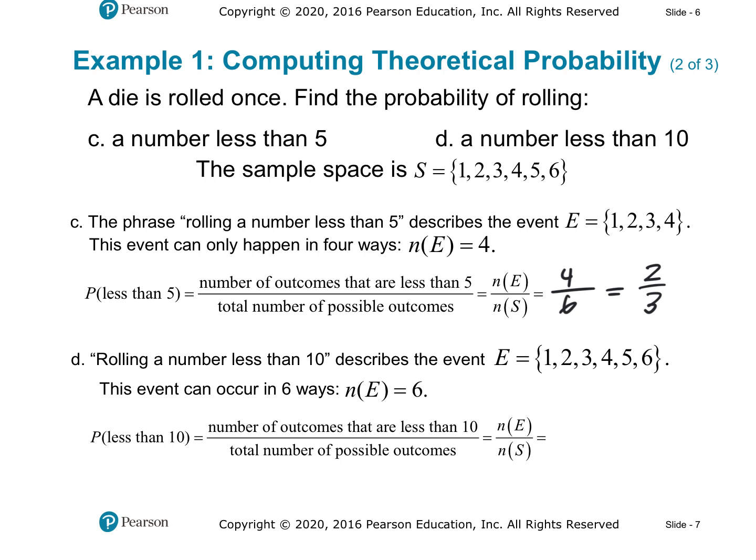So a 2/3 probability. All right, rolling a number less than 10 describes the event 1, 2, 3, 4, 5, 6, since all sides on the die are less than 10. So that event is 6, and 6 out of 6 equals 1. So anytime you roll that die, you'll always get a number less than 10.